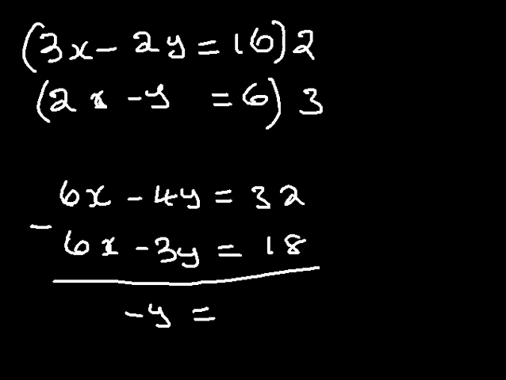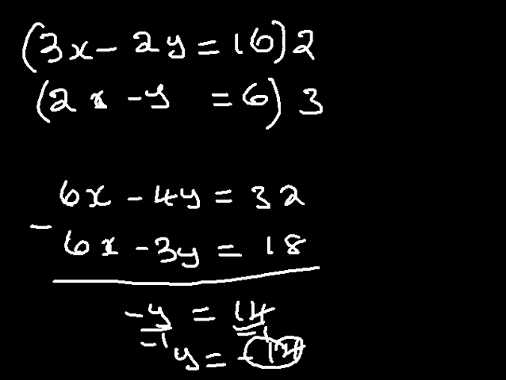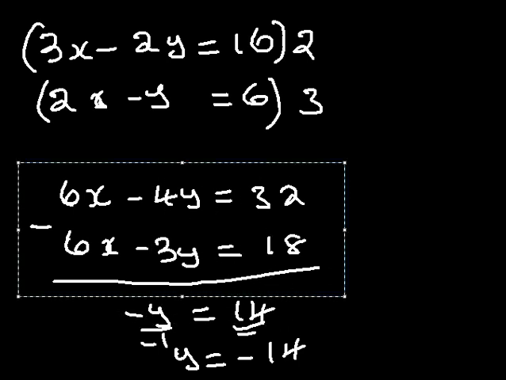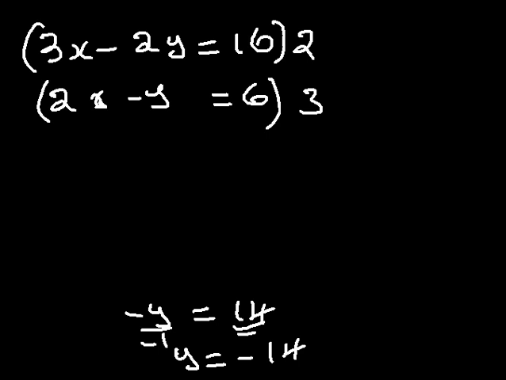So what will be that? So now we'll have it as 14. In this case, we have y being given as negative 14 because I will divide both sides by negative 1. So in this case, the value of y is given as negative 14. Next we're going to substitute into either the first equation or the second equation for y in order to solve for x.